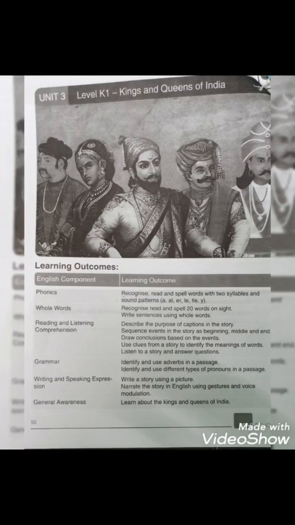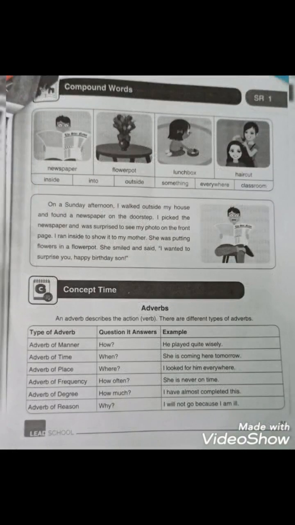Today we are going to see Unit 3 in ELGA-10 entitled Kings and Queens of India. First and foremost, we must see the compound words. Two words together producing a single word. Example: newspaper, flower pot, lunch box, haircut, inside, into, outside, something, everywhere, classroom.